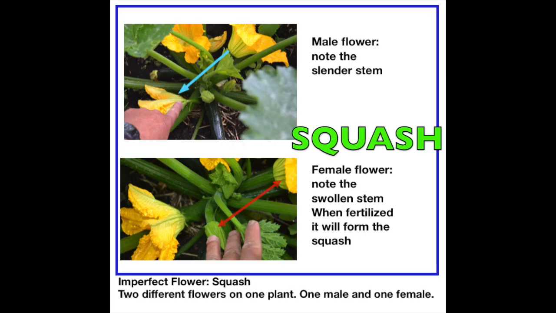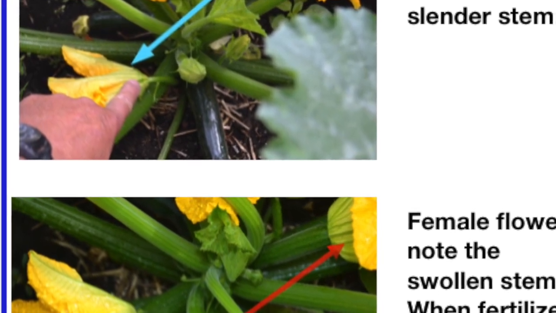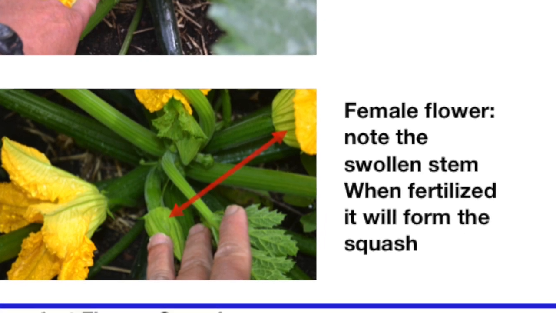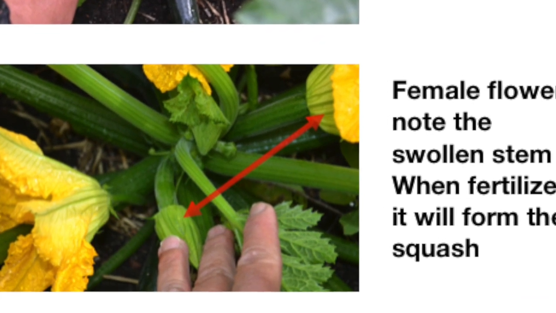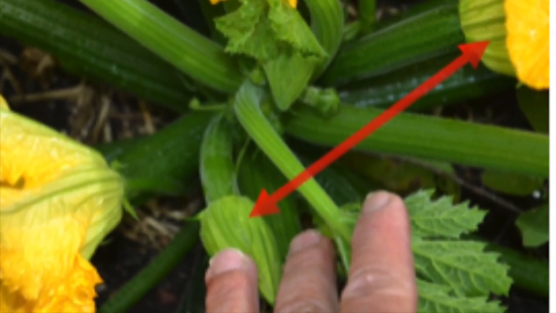There is one common plant in the garden that has imperfect flowers. There are two different flowers on one plant, one male flower and one female flower. The top photo shows a male flower. Note the slender stem. The bottom photo shows a female flower. Note the swollen base. That will form the fruit or the squash if it is pollinated.